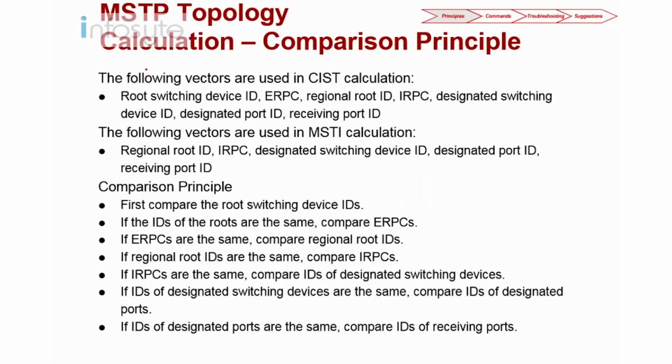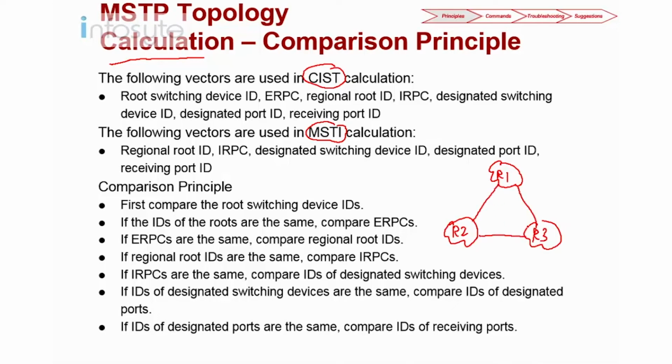Okay, so let's look into the MSTP calculation. Here we are going to look into the CIST and the MSTI. Just to recap what a CIST is: if you still remember, we have three regions, region 1, region 2, region 3, let's say. These regions are connected in a triangle. Within each region I have multiple switches inside.